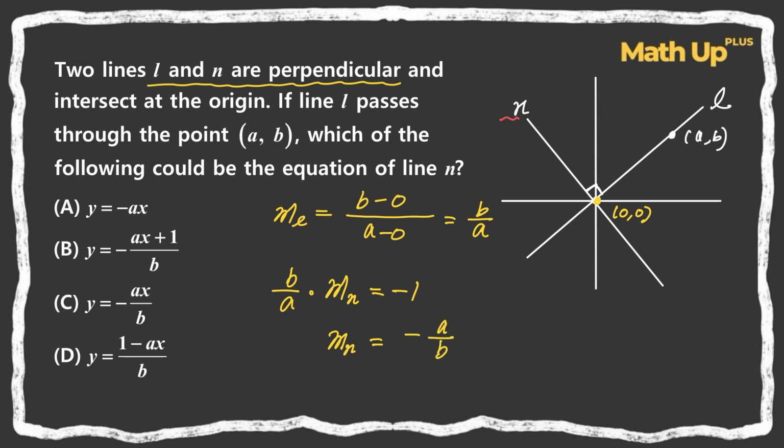So the equation of line N, in slope-intercept form, y is equal to mx plus b, we know that the slope is negative a over b, and the y-intercept is 0 since it passes through the origin, right? So the equation is y is equal to negative a over b x plus 0. So the answer is C.